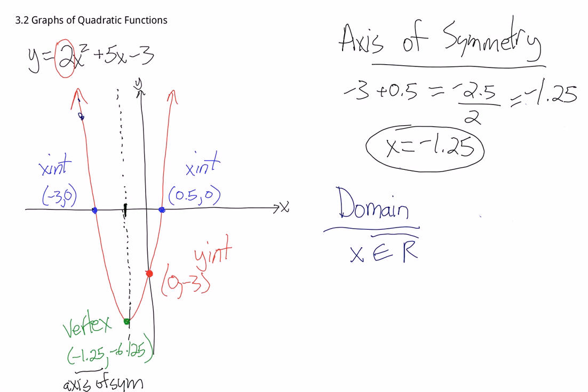The key thing to remember for domain is that for quadratic graphs, it's always going to be that. There's never going to be an x value that doesn't show up on the graph. It doesn't matter how skinny, wide, or tall, you're always going to get every possible x value.